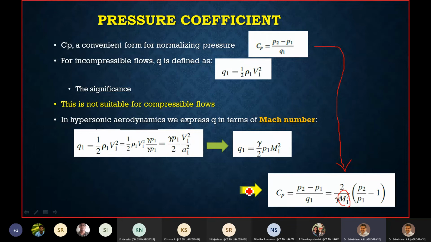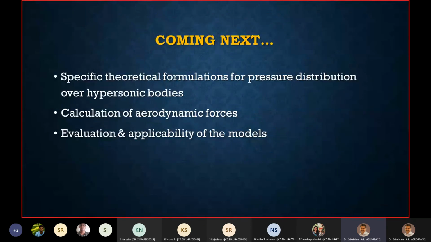So we have CP now written in terms of Mach number. So whenever we need CP, we will recall it as 2 by gamma M1 squared multiplied by P2 by P1 minus 1. So this will be quite handy, and we'll be referring back to this relation quite often going forward. I guess I'll stop here for the day.